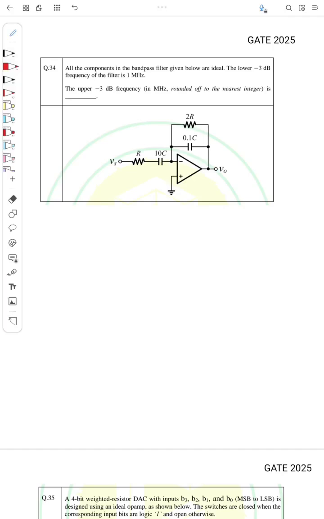So hi all, welcome to the lecture series on solving the previous year questions of GATE ECE, and we are solving the questions related to analog circuits. So here this is part 6 of this lecture series, and we will be starting the questions related to op amps. Okay, so this is the first question, today's question, that is from GATE 2025.